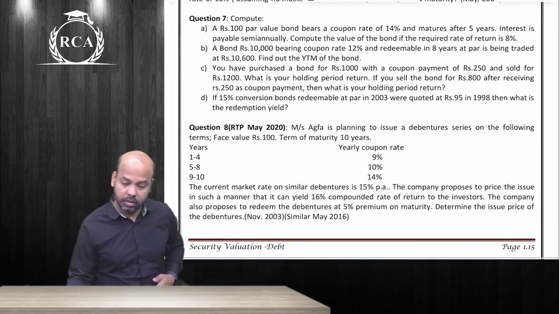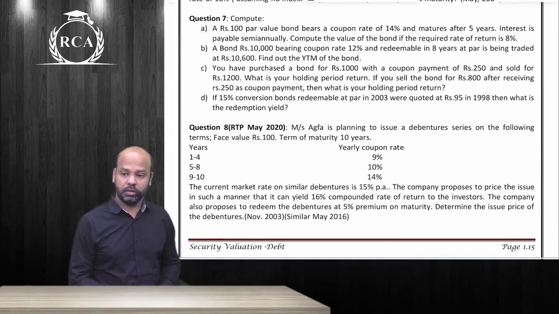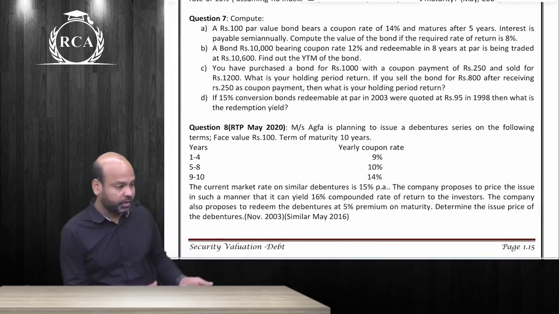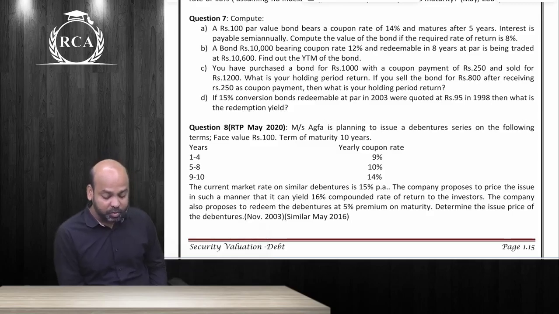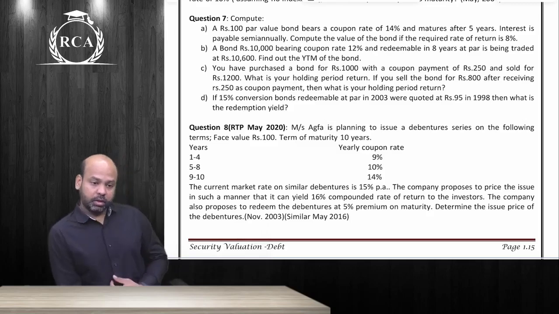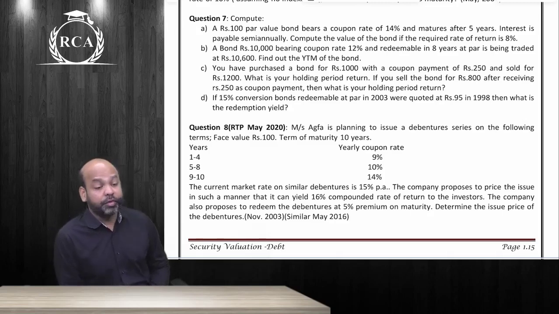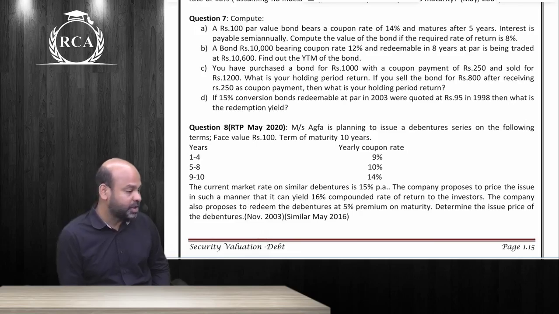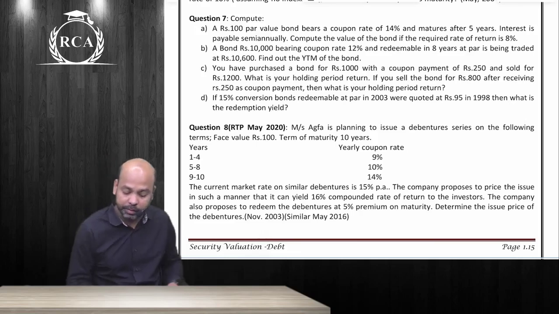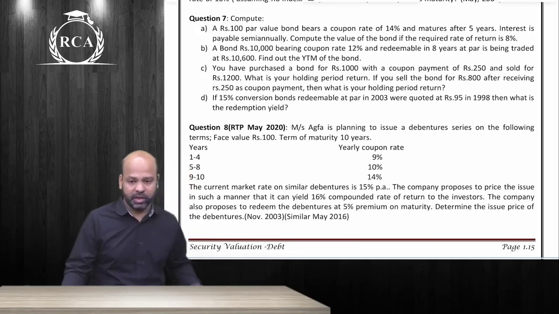Third bit. You have purchased a bond for rupees 1000 with a coupon payment of rupees 250 and sold it for 1200. What is your holding period return? So you've made an interest income of 250 rupees, guys, plus there is a capital gain of 200. Put together, the total return will be 450. That 450 you will divide by your purchase price. Purchase price is 1000 rupees. So your holding period return will be 45%.